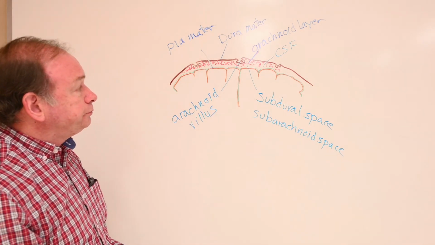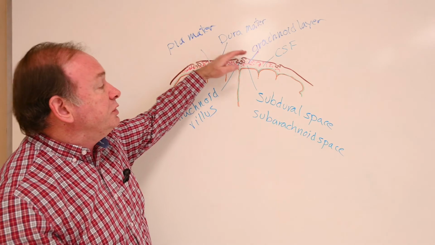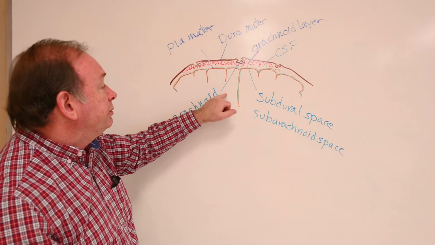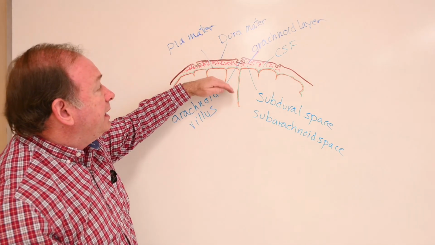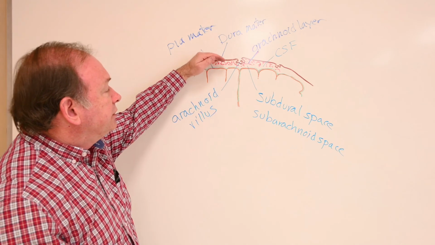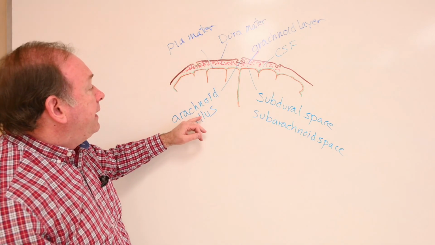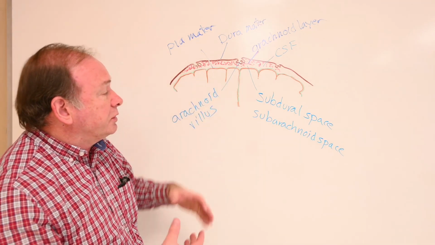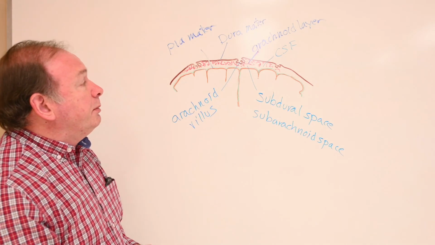There. So you should know your three meninges. You should know that cerebrospinal fluid fills that space under the dura mater and outside of the pia mater, and that the arachnoid villi are structures that reabsorb cerebrospinal fluid.